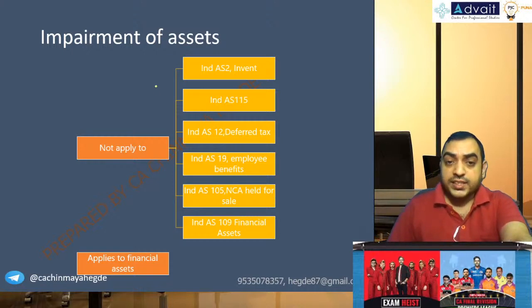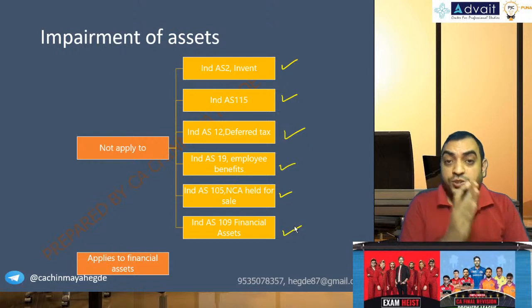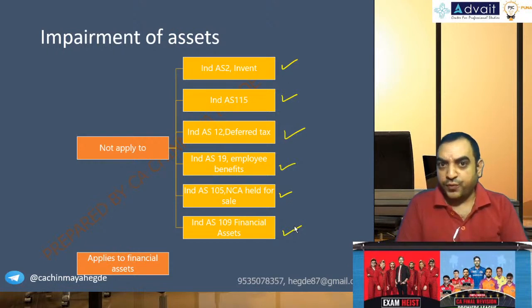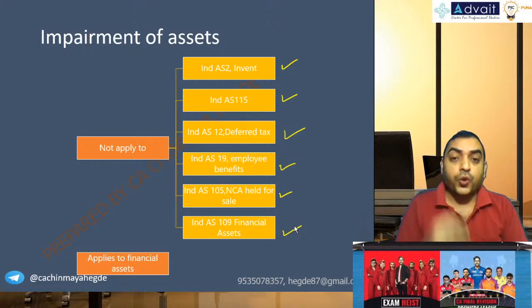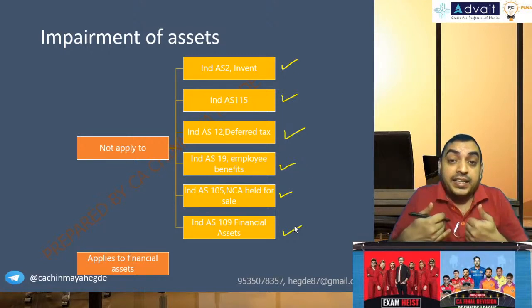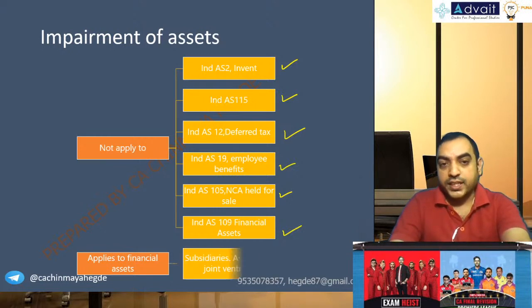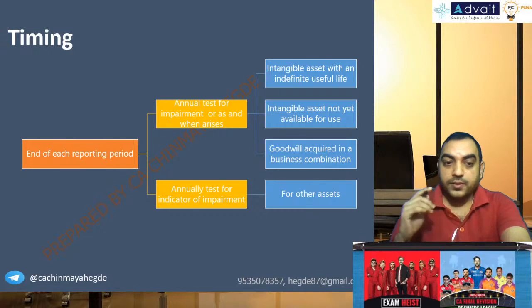Okay, good. Now this standard doesn't apply to inventory, revenue from contract, deferred tax, employee benefits, Ind AS 105, 109, because these standards themselves take care of impairment. For example, we consider cost or NRV, whichever is less, in Ind AS 2 Inventories. Therefore, we don't have to impair it again here. Understood? That is why those things for which standards independently take care of impairment should not come to Ind AS 36. So it will not come to these areas.